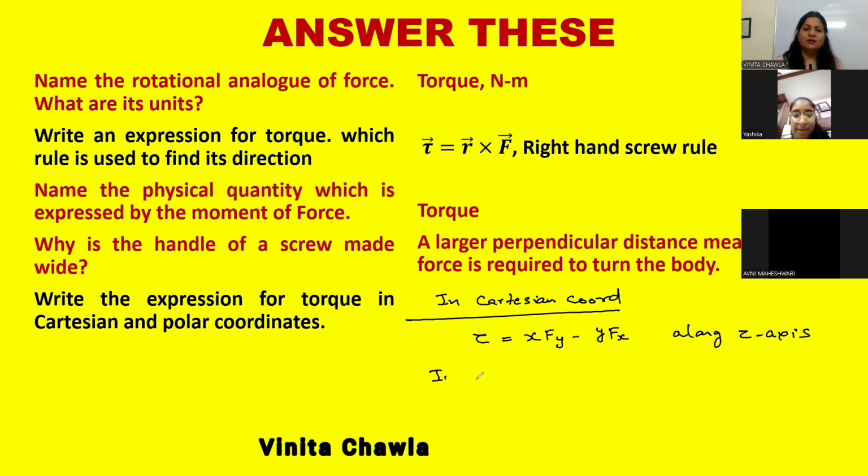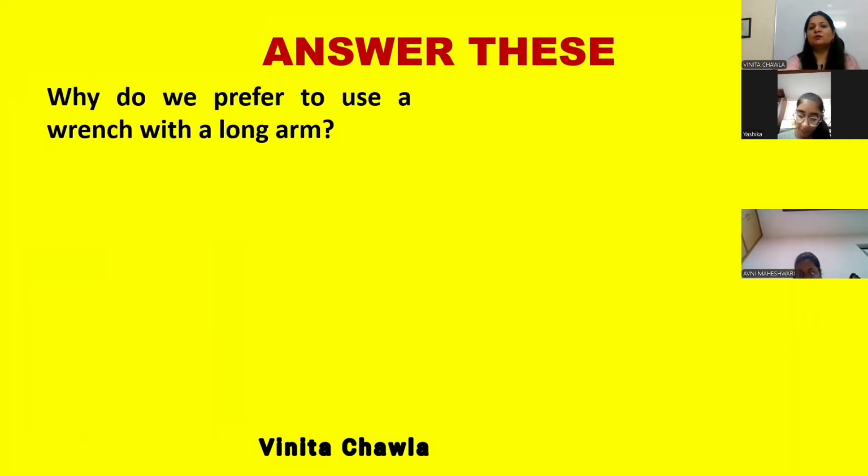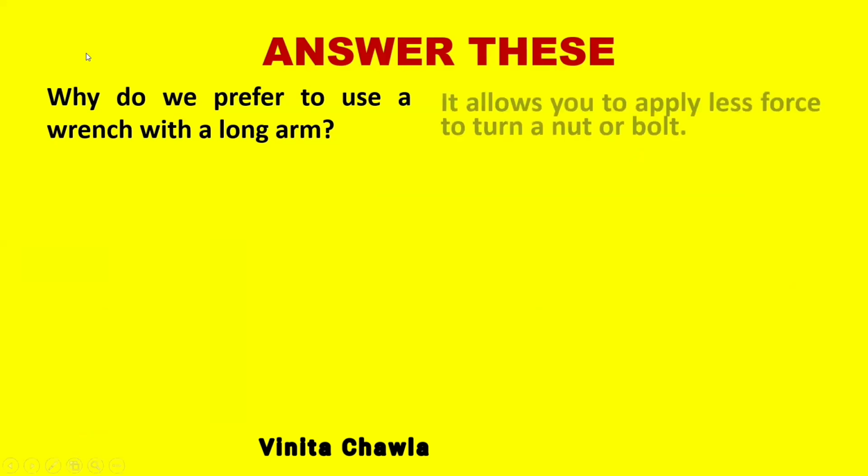And how do we write in polar coordinates? In polar coordinates, we can write tau as r F sine phi. And what is phi? Phi is the angle between vector r and vector F. Why do we prefer to use a wrench with a long arm? If we increase the length, then the perpendicular distance will be more, so the torque will be more. Yes, then we need to apply less force to turn a nut or bolt.